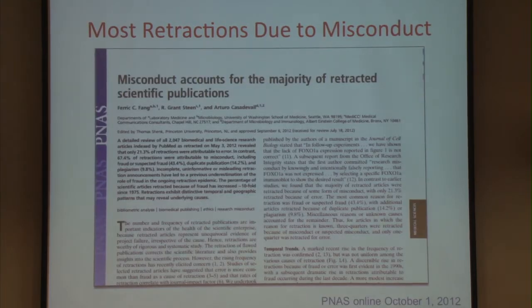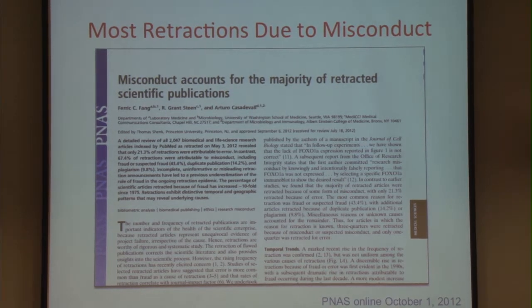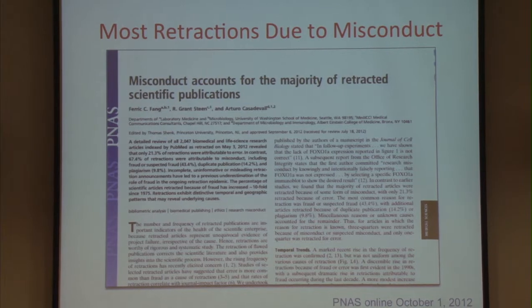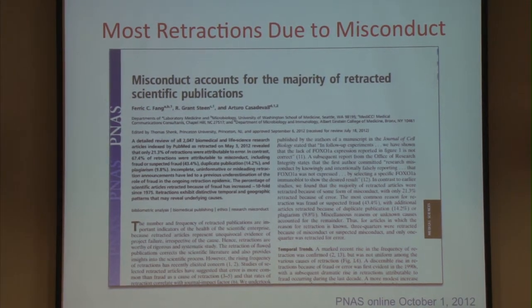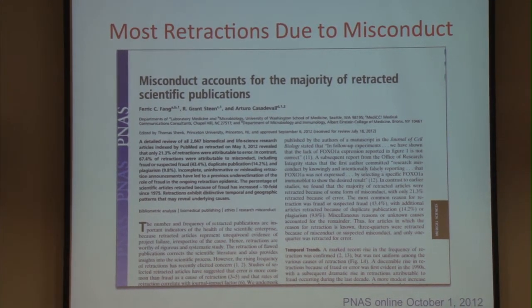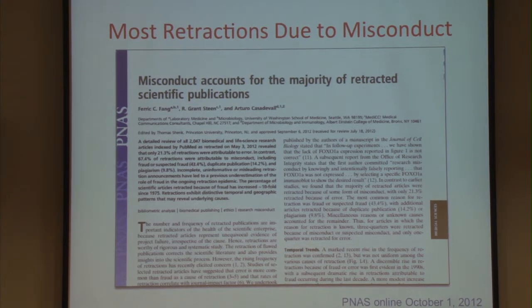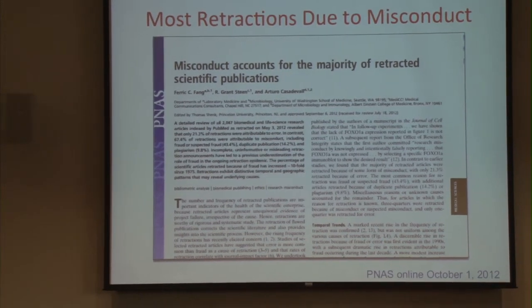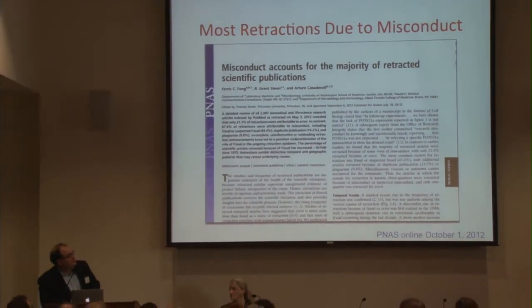But people have been looking at this. And one of the papers that came out, you may be familiar with this one, this came out in October 2012 in PNAS. The three authors have written a lot about retractions, a lot of really important work. And this is sort of in the canon, a pretty limited canon of retraction literature, as it were. This is probably the most important paper so far.